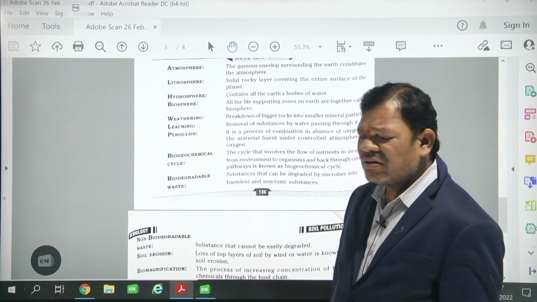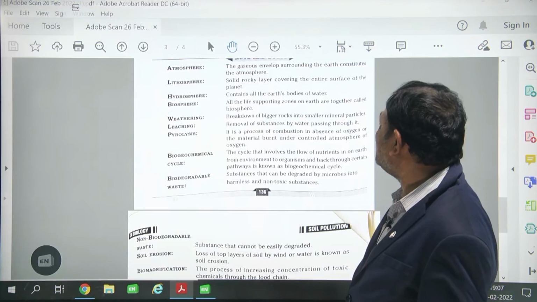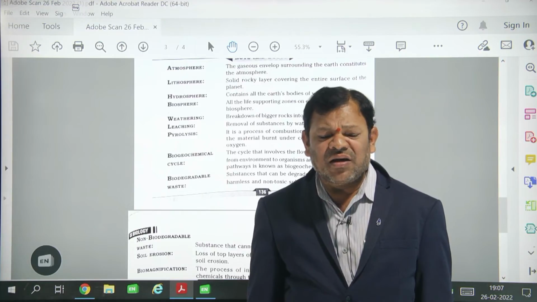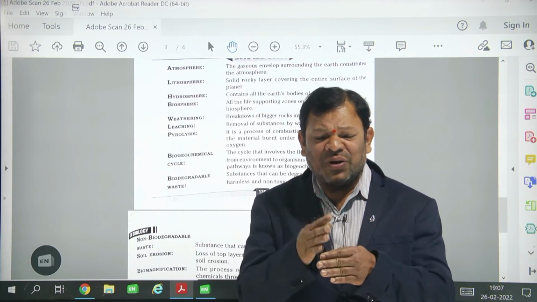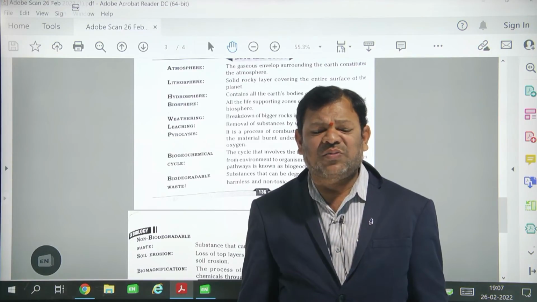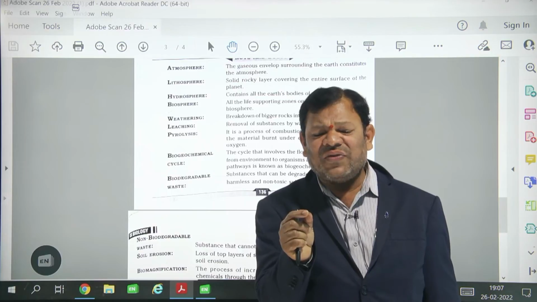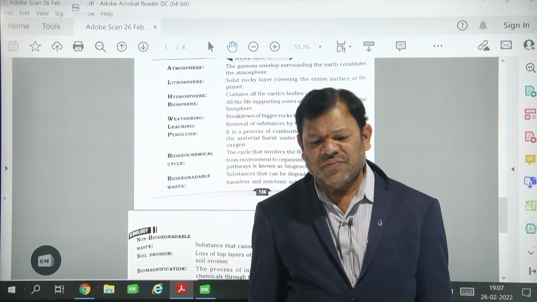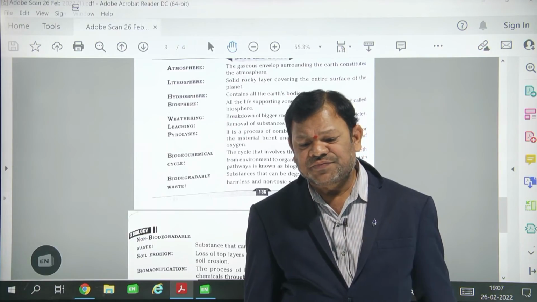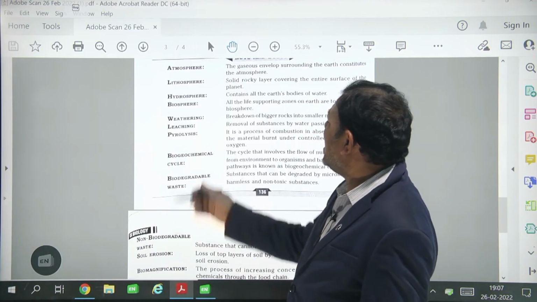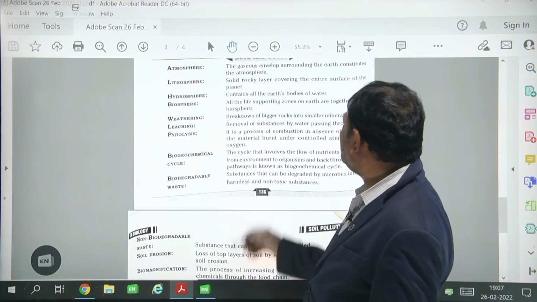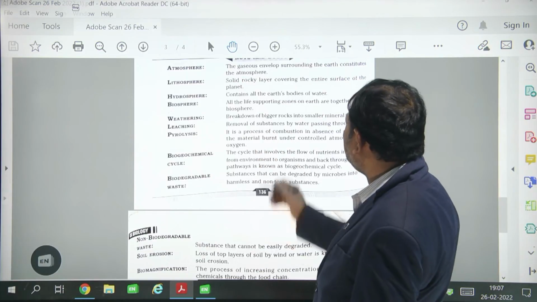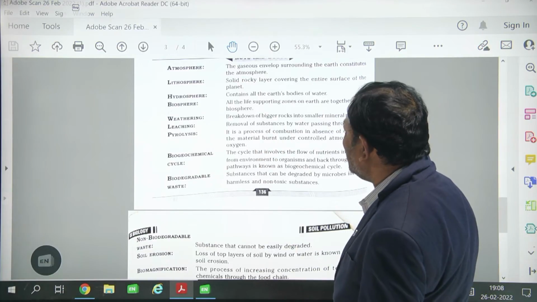Next, weathering: breakdown of bigger rocks into smaller mineral particles. You know very well, soil is formed due to the weathering of rocks. Big rocks convert into small rocks. So forming even an inch of soil takes hundreds to ten thousand million years. Do you understand? Next, leaching. Removal of a substance by water passing through it is called leaching.